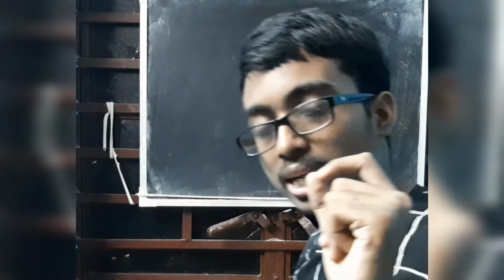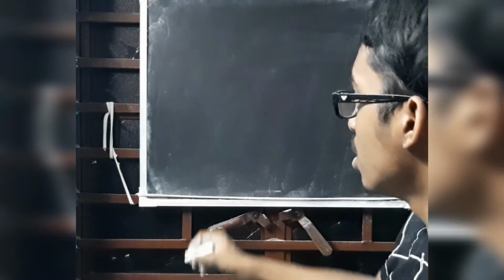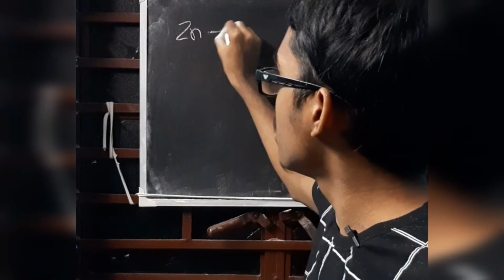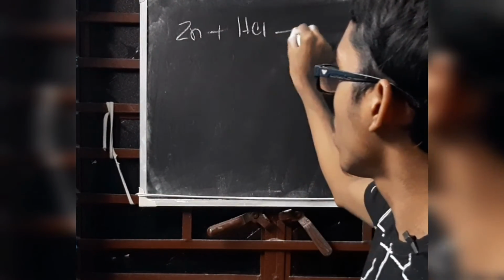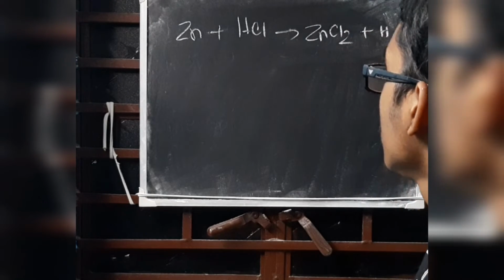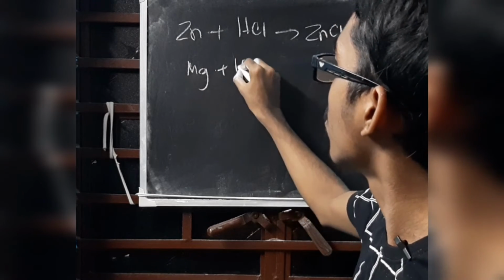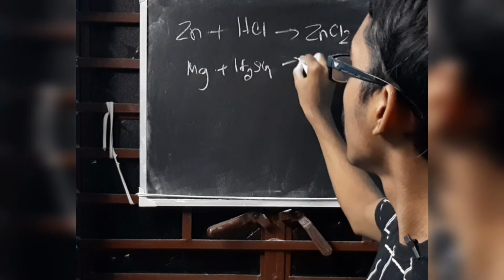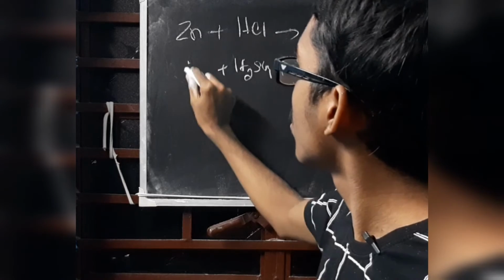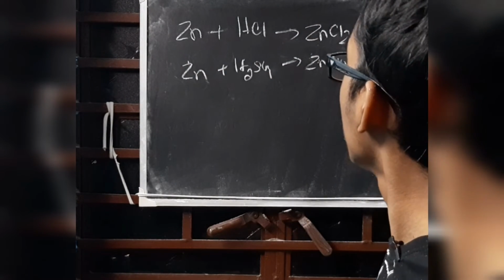You already know the metal activity series. So the metals which are located above hydrogen will only release hydrogen. Suppose I am writing zinc plus hydrogen chloride, what will happen? ZnCl2, displacement reaction, H2 released. Next, Zn plus H2SO4, what will happen? ZnSO4 plus H2.